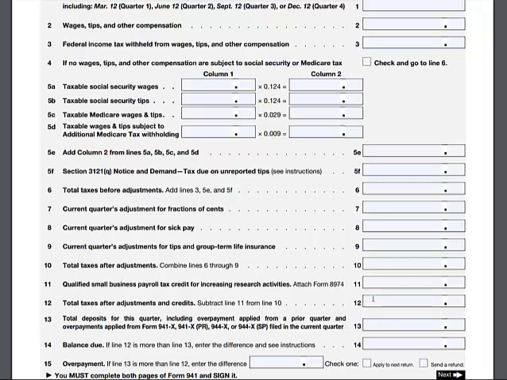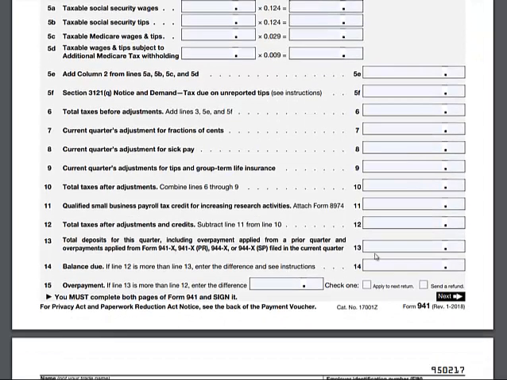Now line 13 is very important. This is the amount that the employer actually deposited with the IRS. It's important that the number is the same as the number on line 12. If the amount's off by a few cents, this is where we get our rounding difference that we enter on line 7. This rounding difference should just be a few cents. It should never be over 50 cents.